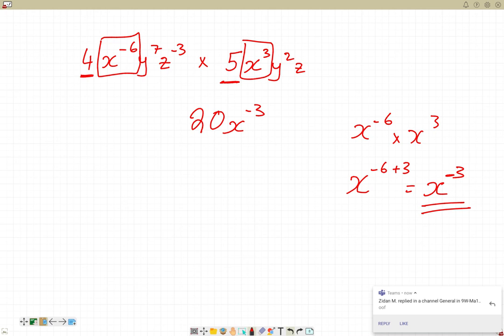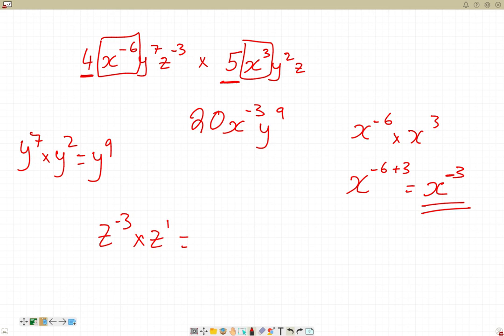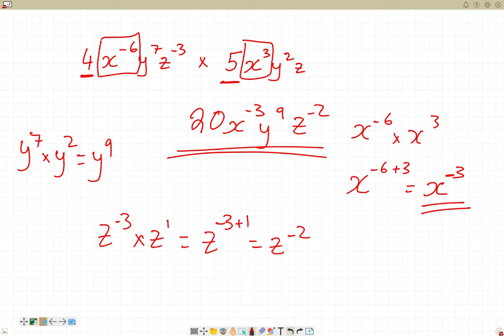Now let me deal with the y's. So I've got y to the power of 7 multiplied by y to the power of 2, which is y to the power of 9. And then I've got the z, so z to the minus 3 times z to the power of 1 gives me, add the powers, z to the power of minus 2. Okay, so that was a difficult example. That'll come in the higher paper in GCSE. But guys, I hope you understood how to multiply algebraic terms.